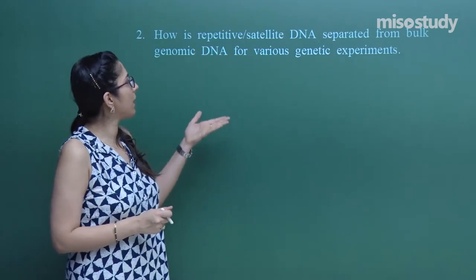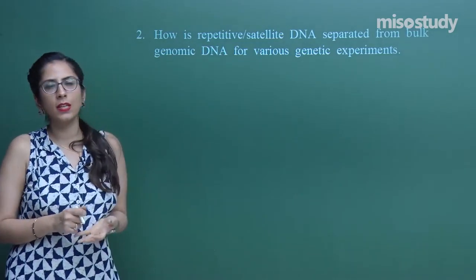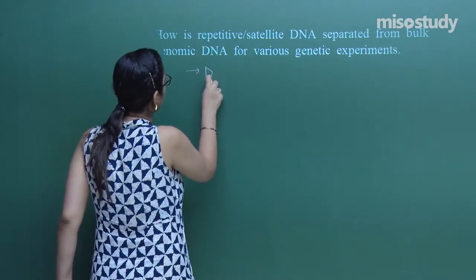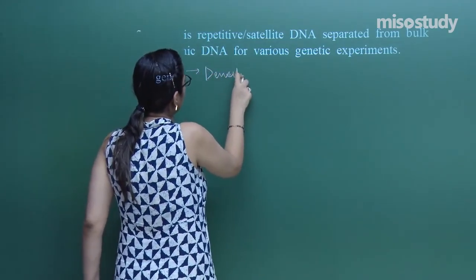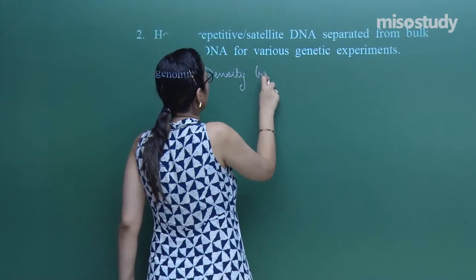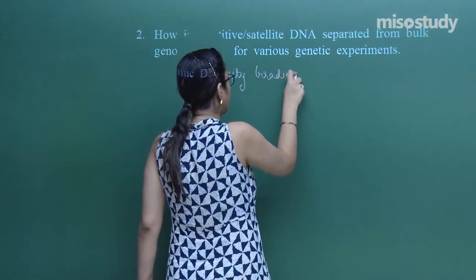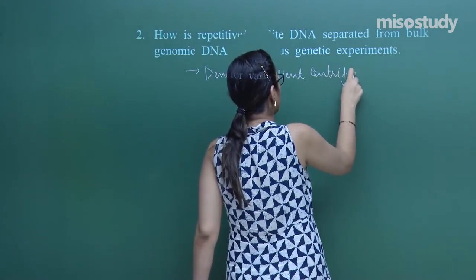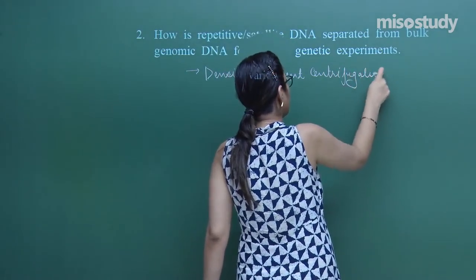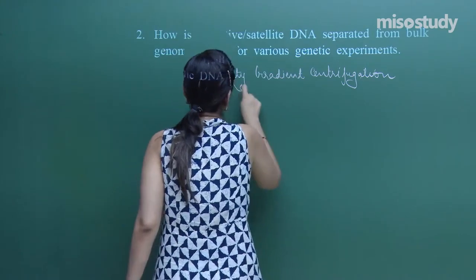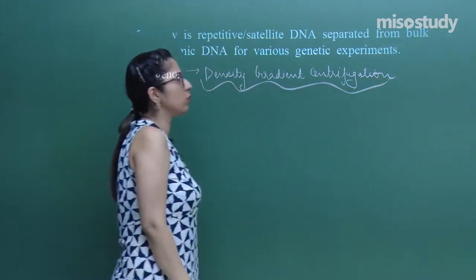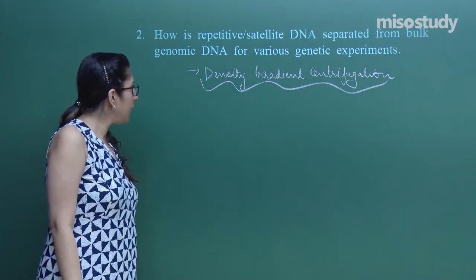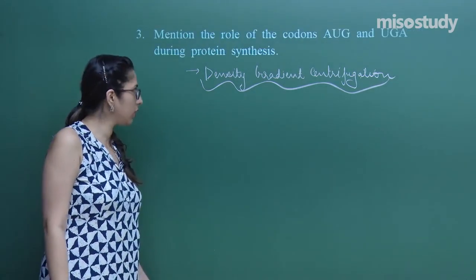When we talk about the separation in genetic experiments, it is done by density gradient centrifugation. So for question number 2, the correct answer is density gradient centrifugation. Let's move on to the next question, question number 3.